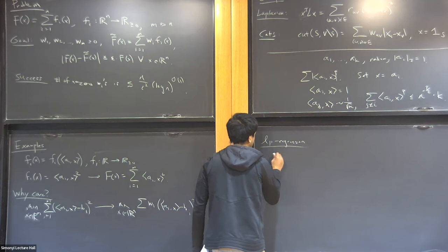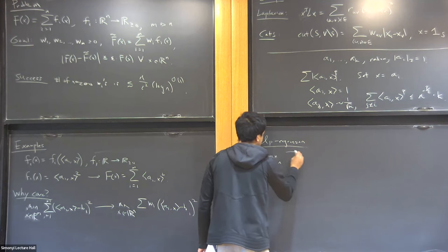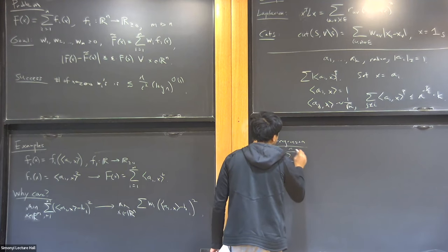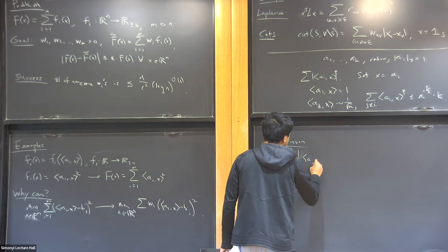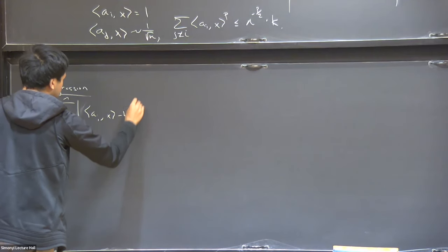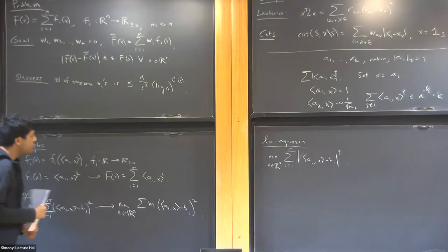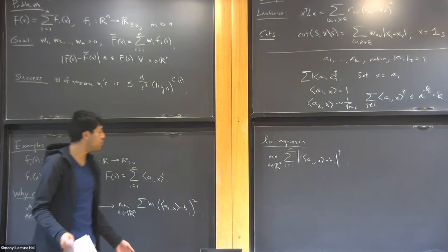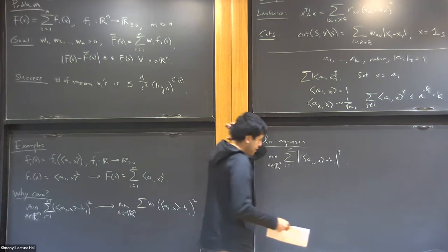So this is min over x in R^n of the sum over i from 1 to m of |a_i · x − b_i|^p. Let's say your goal was to solve this problem to high accuracy. Then what type of sparsifier would I have to produce in order to get high accuracy instead of low accuracy? That's one natural question.